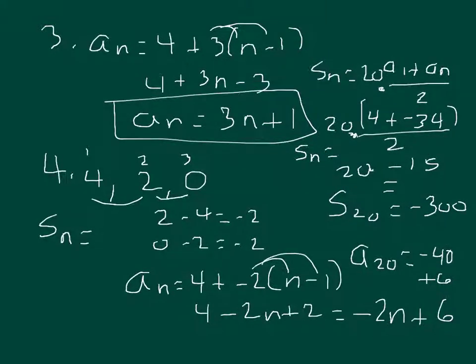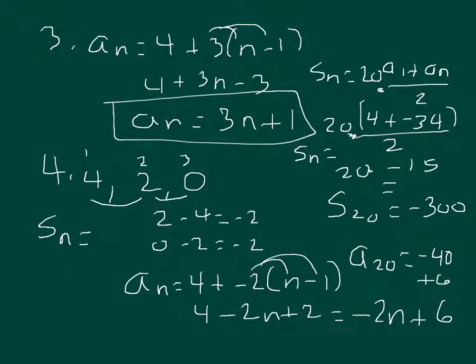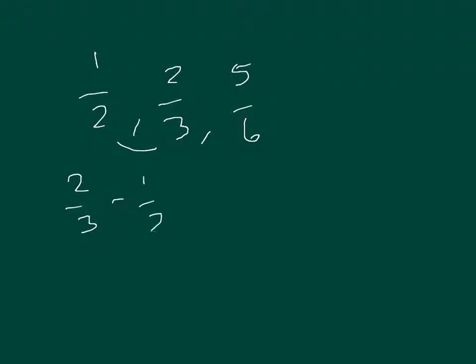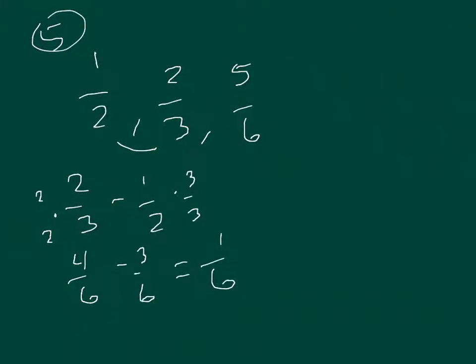And then number 5 was the last one in the arithmetic sequence part, which was: write the recursive formula for the sequence 1/2, 2/3, and 5/6. So you had to find the common difference. Well, if you take 2/3 minus 1/2, you need a common denominator, and you could do that in the calculator if you wanted to, but that's 4/6 minus 3/6, which is 1/6. If you take 5/6 minus 2/3, you'll also get 1/6 if you get a common denominator.